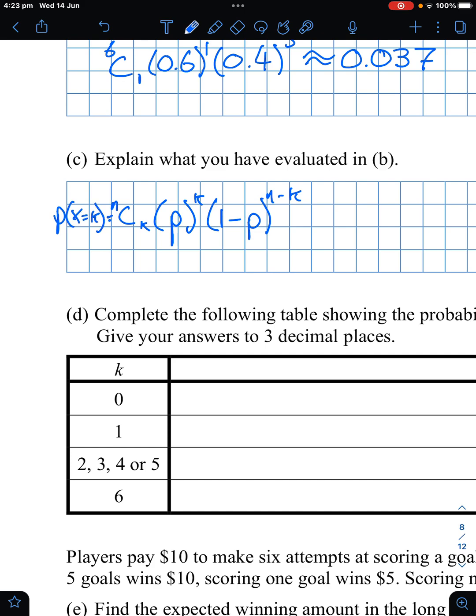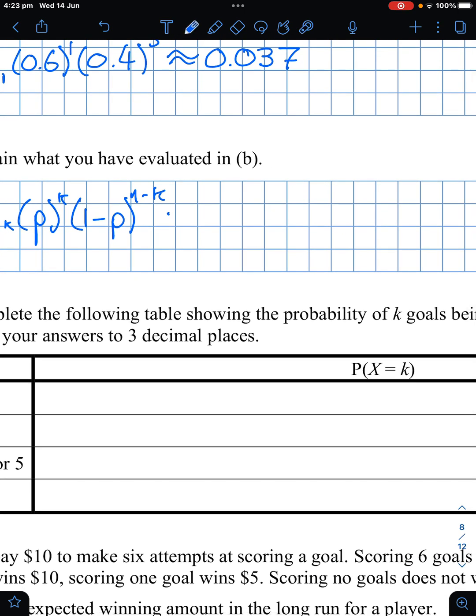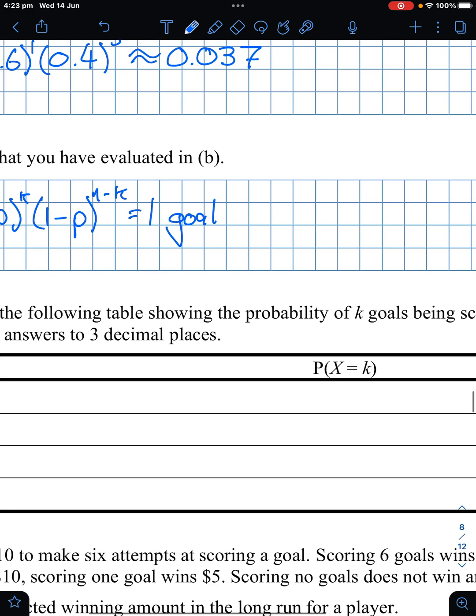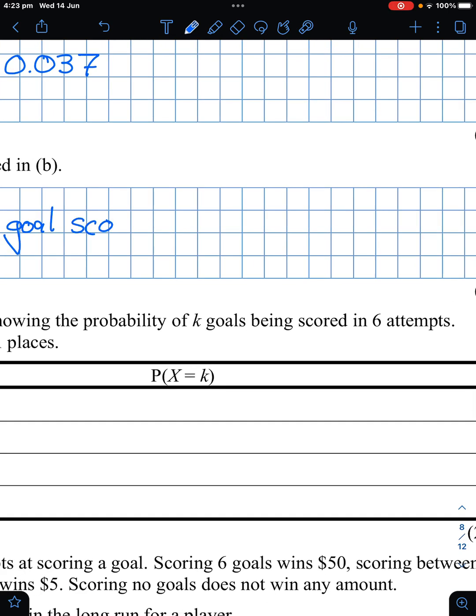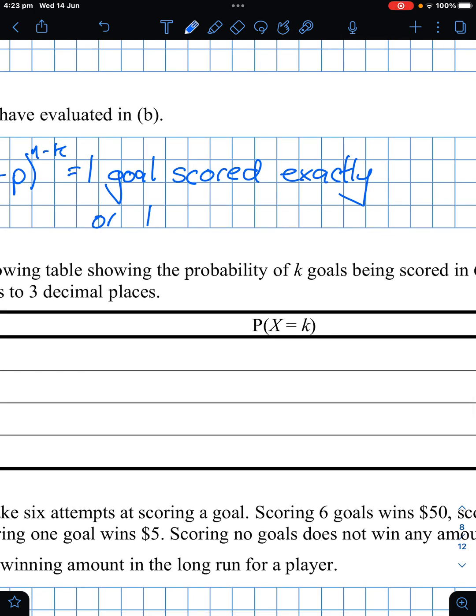And so here, because we've got the success to the power of 1, and we've got 1 here, this is saying 1 goal scored exactly. Or we would say we've calculated the probability that X equals 1.